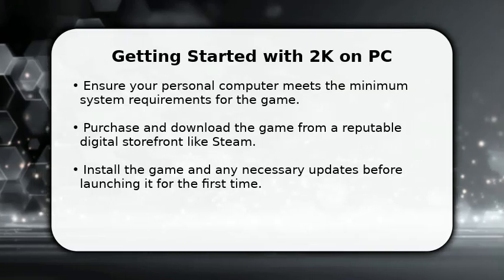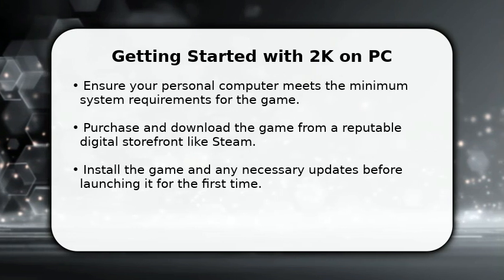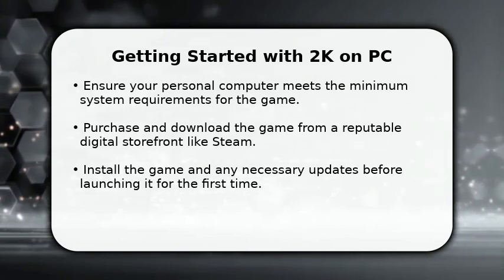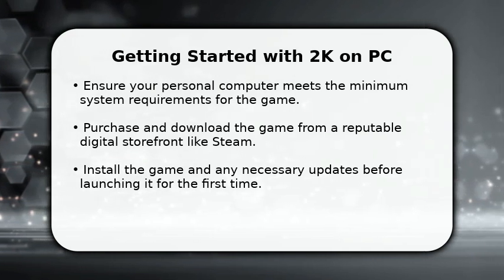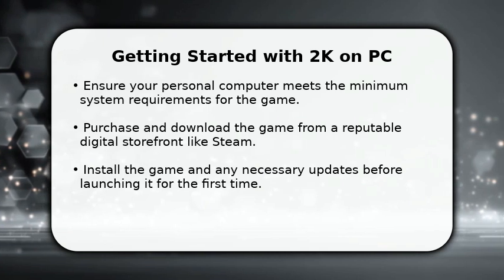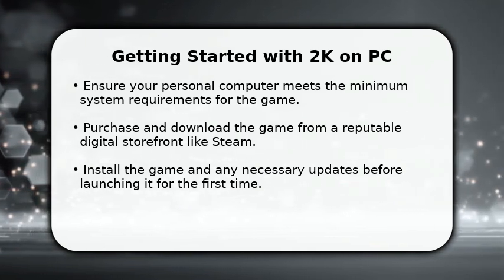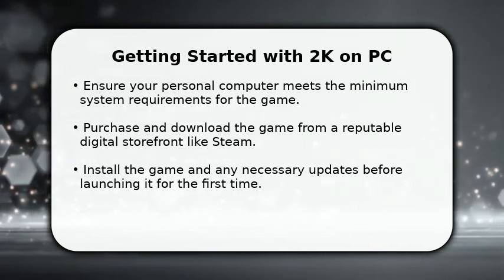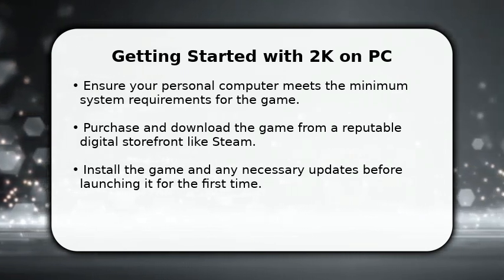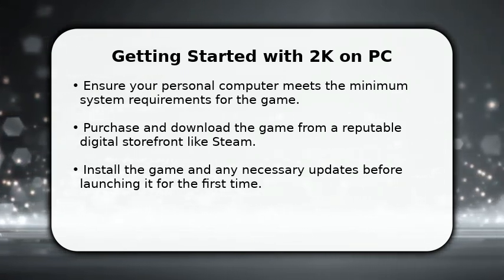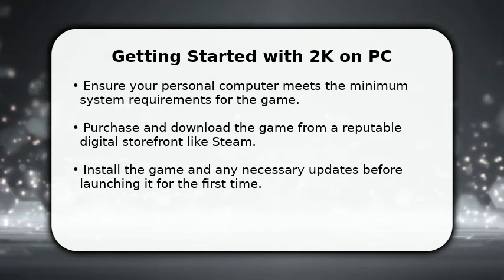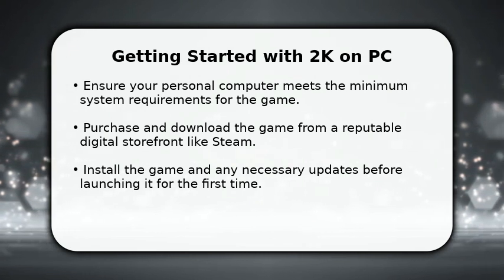In this video, I will explain how to play 2K on PC. First, you'll want to make sure your computer meets the game's minimum specifications, which typically include a modern processor, at least 8 GB of RAM, and a dedicated graphics card with 2 to 4 GB of RAM. Once confirmed, purchase and download the game from a trusted digital store. After a successful installation, ensure all updates are applied before you launch the game for an optimal experience.